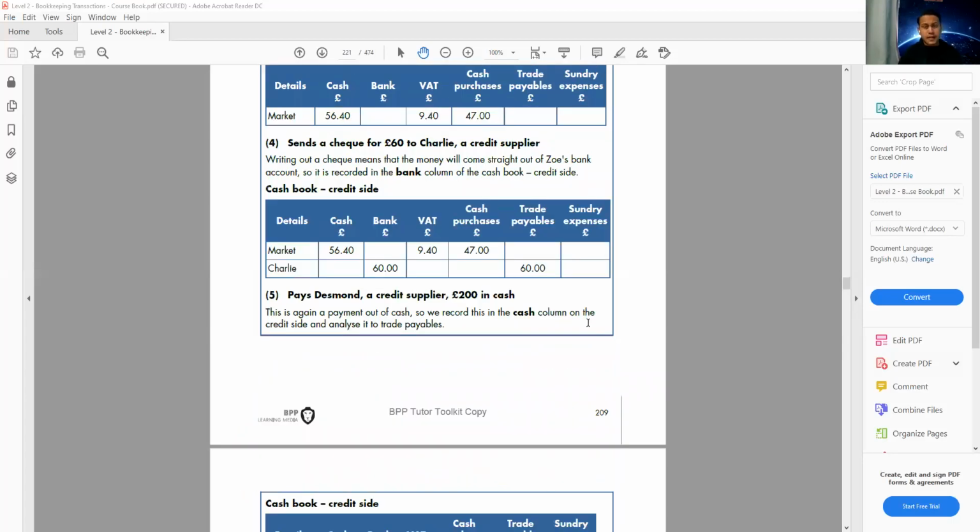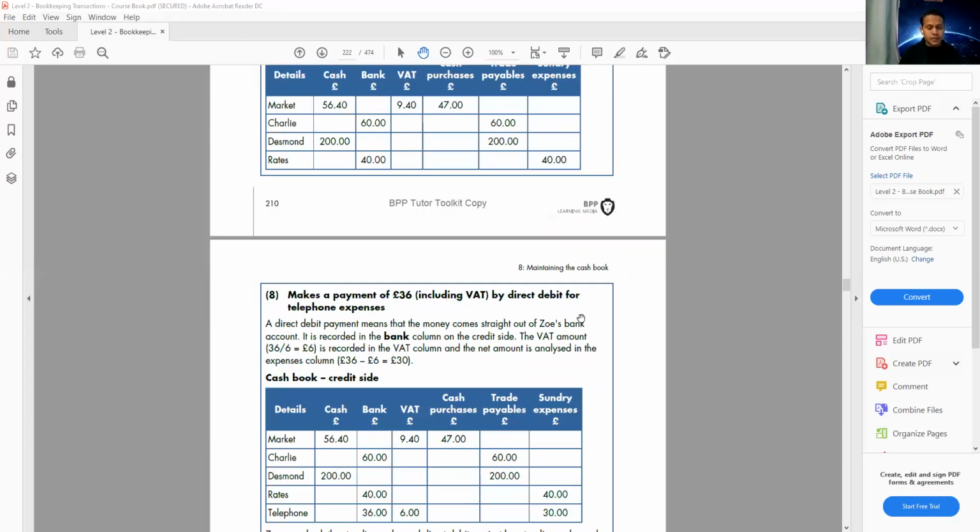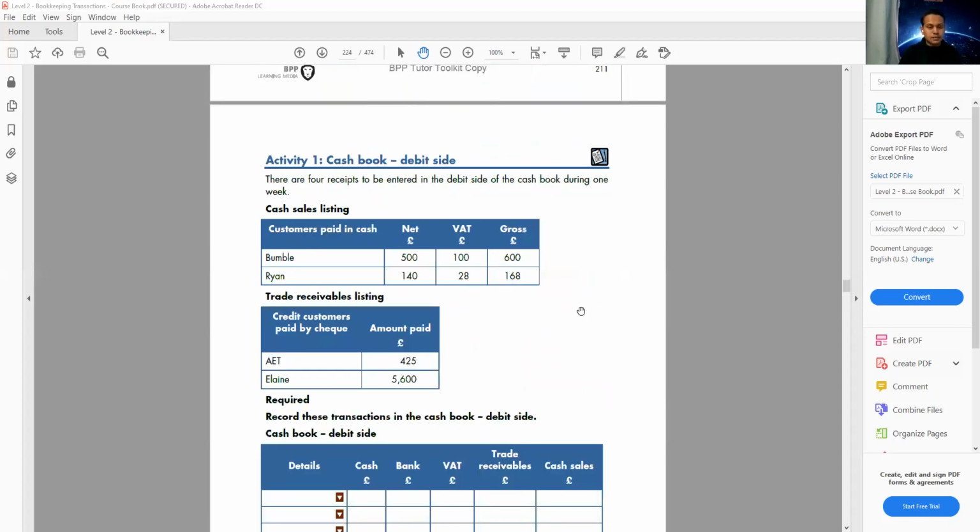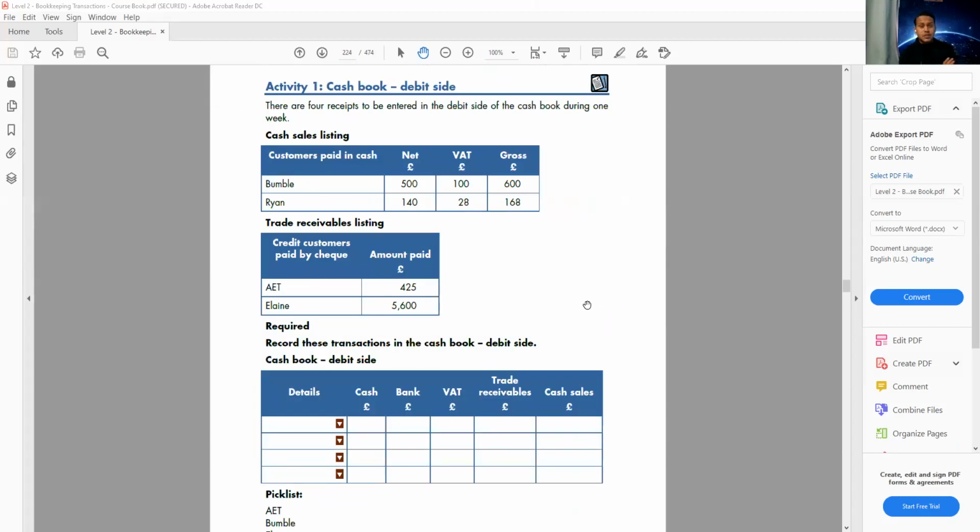There is a lot of explanation here. You can read it yourself. That will help you understand more. Okay, so let's do this question.